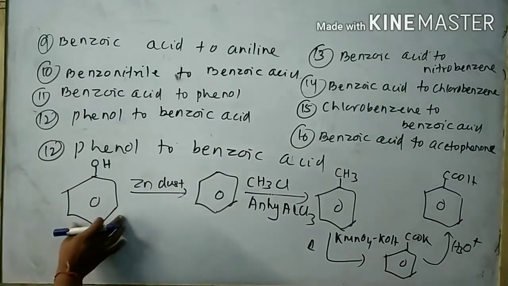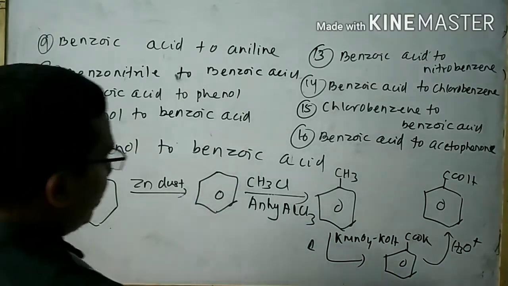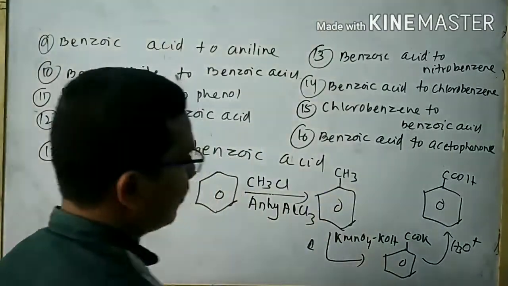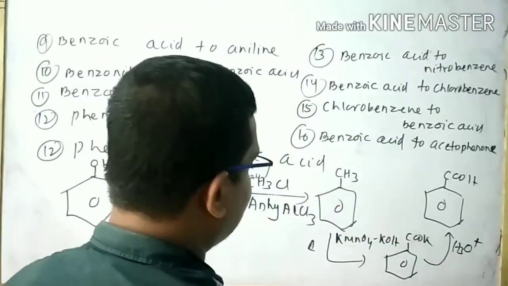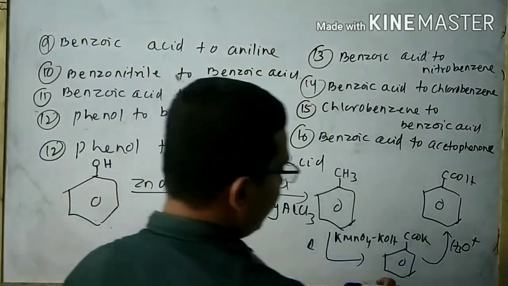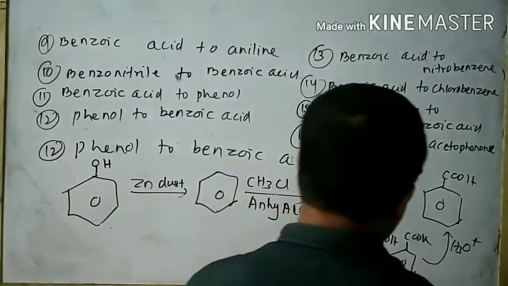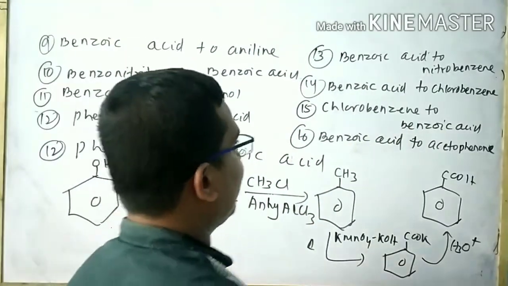Again I will repeat, phenol subjected to reaction with zinc dust, benzene is formed. Benzene again undergoes Friedel-Crafts alkylation. Methyl benzene is formed. Methyl benzene subjected to reaction with alkaline KMnO4, then potassium salt of benzoic acid is formed. Now potassium salt of benzoic acid undergoes acid hydrolysis, that is your benzoic acid is formed.